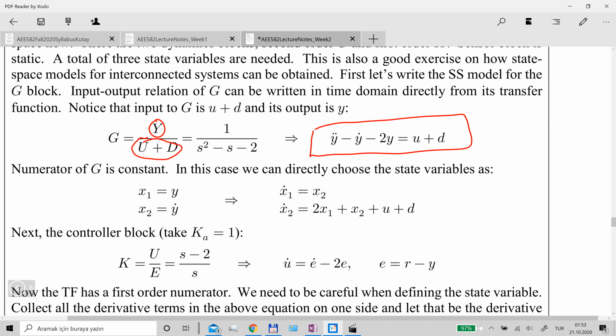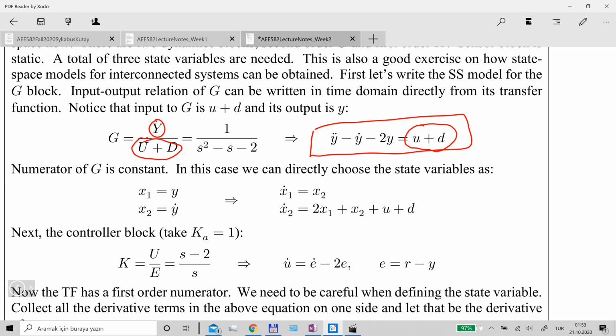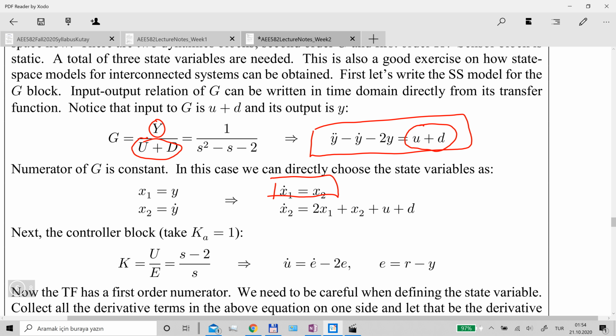Since there are no derivatives of the input signals, this is relatively easy. We can just choose the state variables as the first one to be the output and the second one to be the derivative of that. Next we need to write the state equations. We take the derivative of the first variable, x1 dot, and write it in terms of the other state variables and the inputs. The first one is straightforward because the derivative of x1 gives y dot, and y dot is already defined as the second state variable. So the first state equation is given by this relation.